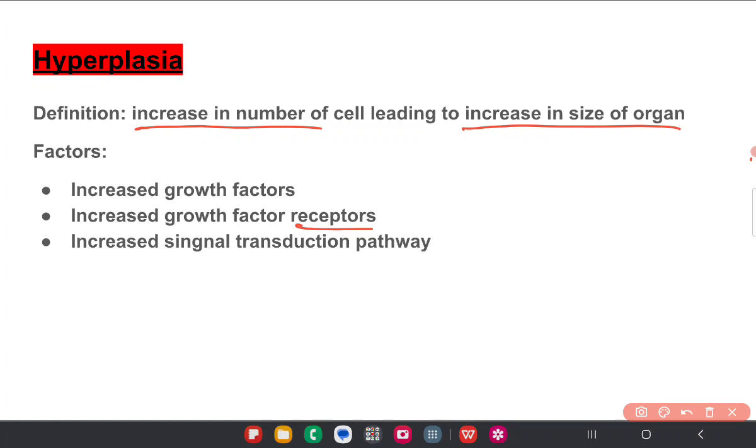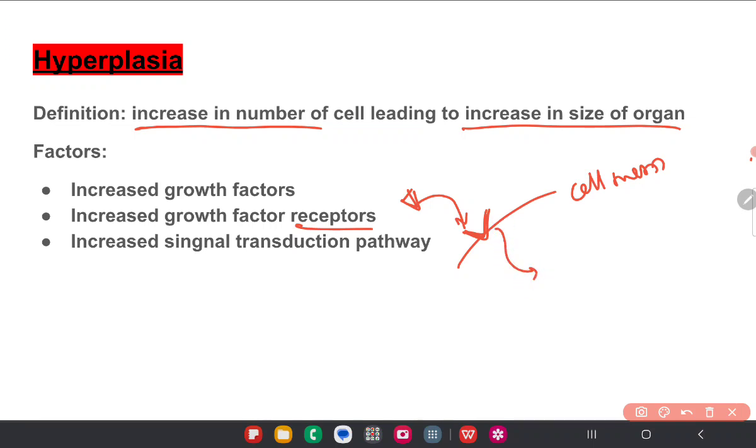Increase in signal transduction pathway. What is a signal transduction pathway? Listen carefully. This is a cell membrane. We have a receptor. Think of it as a ligand. Whenever a ligand binds to it, a mechanism will start.